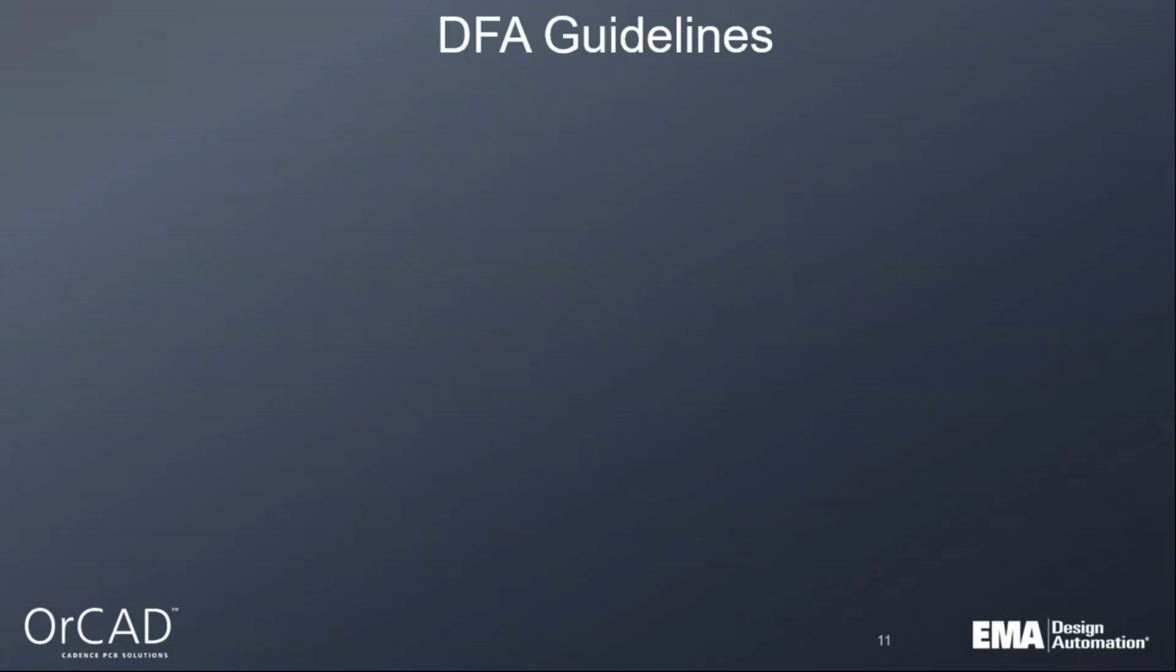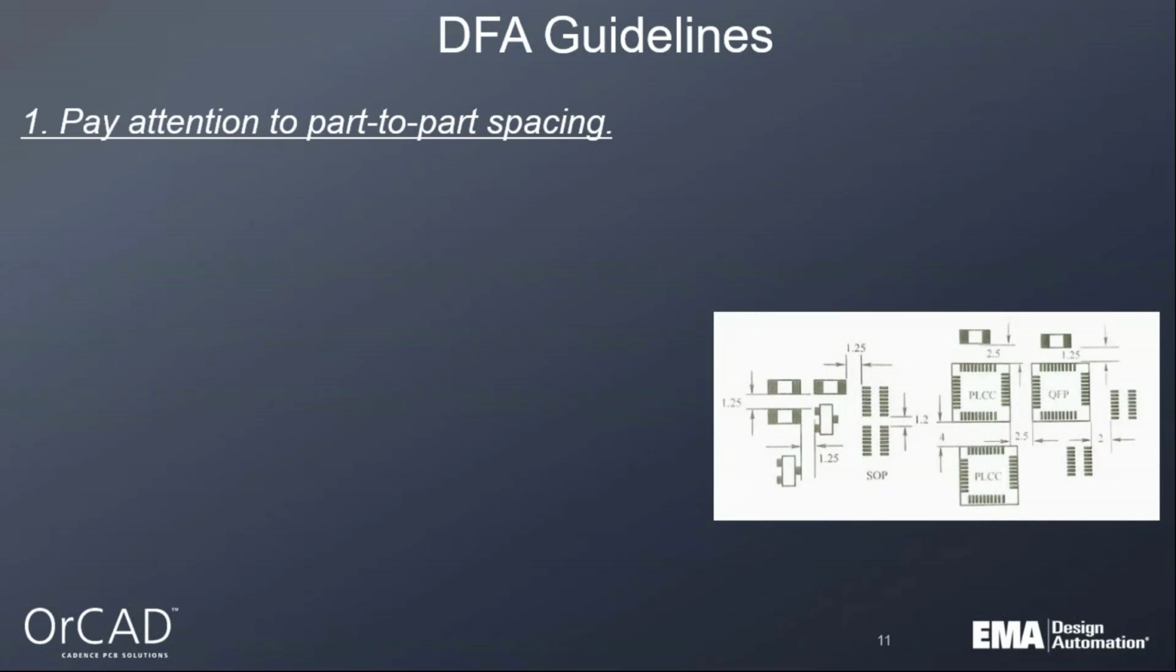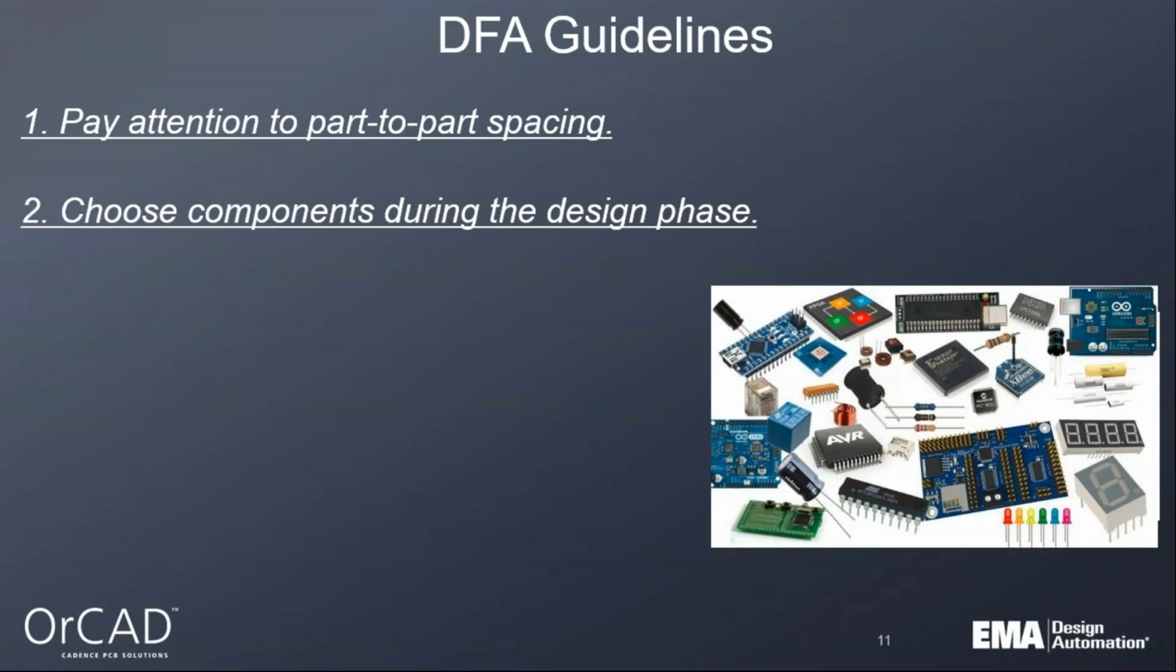So let's go over a couple of the DFA guidelines that are out there and things that you should pay attention to. Pay attention to part-to-part spacing. It's very important that you don't get parts too close to each other because of the assembly tongs that are going to attach to components. Can they be assembled easily without touching other components?